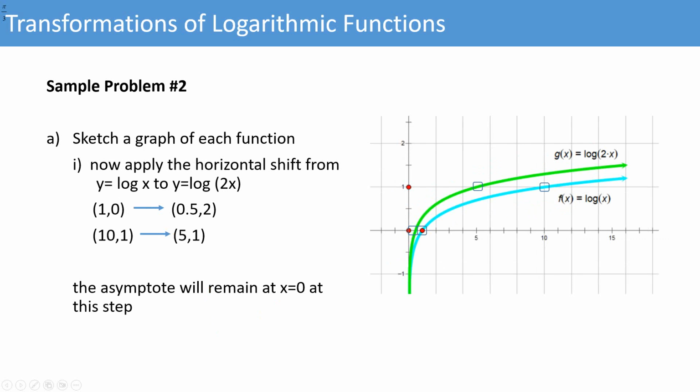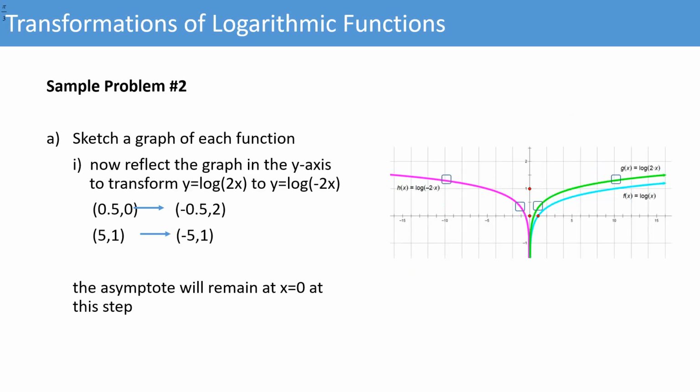So (1, 0) shifted to (0.5, 0) and (10, 1) shifted to (5, 1). Now I have little squares to show that if you want to stop the slideshow. Okay, now we're going to do the reflection. So (0.5, 0) translates by reflection to (negative 0.5, 0) and (5, 1) translates to (negative 5, 1). Again, follow my little squares and you will see these values.